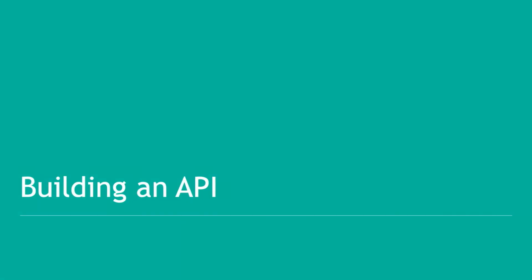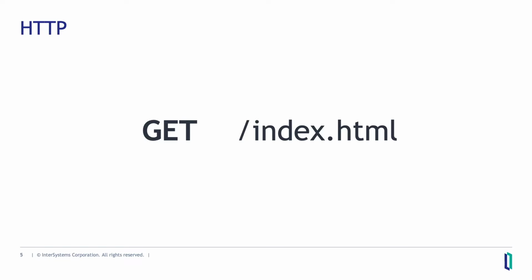So let's begin with building an API. And the best way to begin to learn about something is to start with the building blocks. And so when you view a website in your browser, you're making HTTP requests that look just like this, a GET for index.html. Notice how there are two components to the request. We have an HTTP method, the type of request being made, and a resource, some item on the server that we'd like to either access or manipulate.